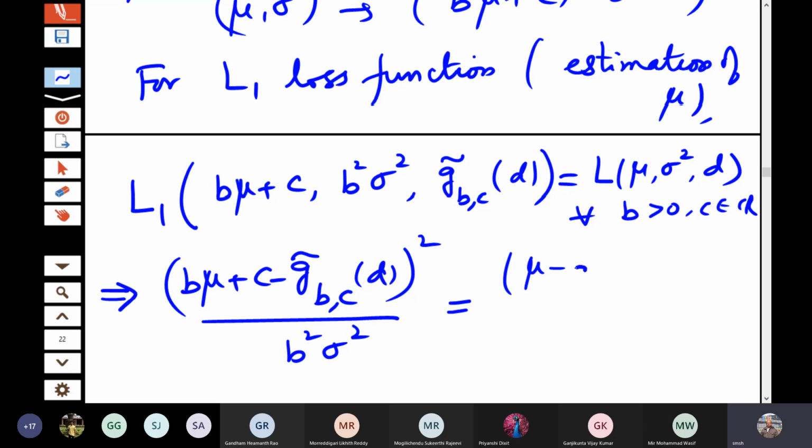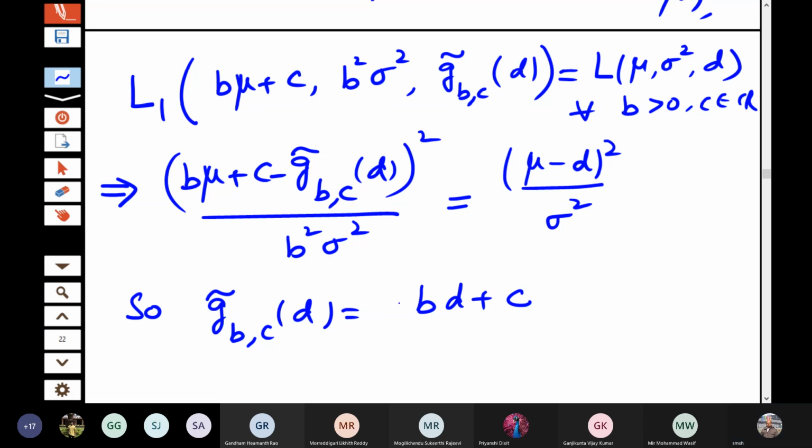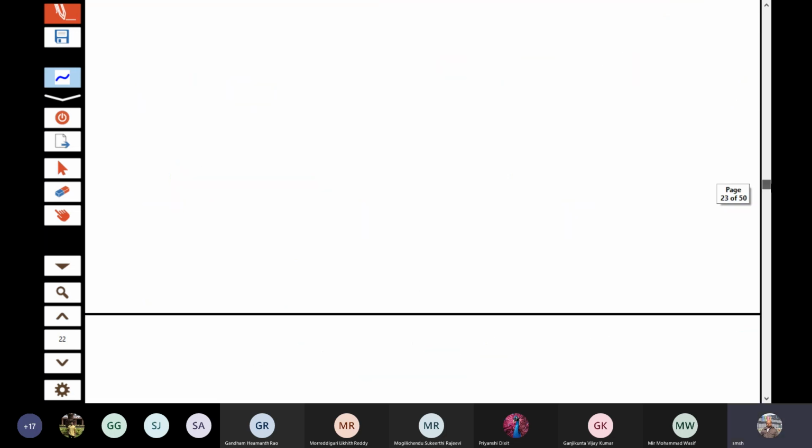So this is (mu minus d)^2 by b^2 sigma^2. So we should have G tilde BCD equal to BD plus C, because then C will cancel out and then b square will cancel out in the numerator and denominator. So the estimation problem of mu is invariant under this group of transformations.